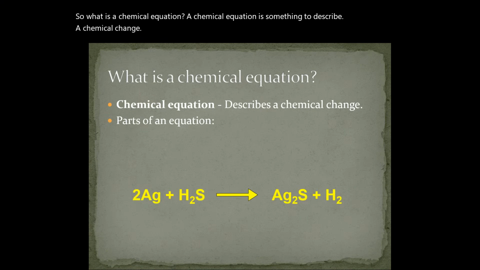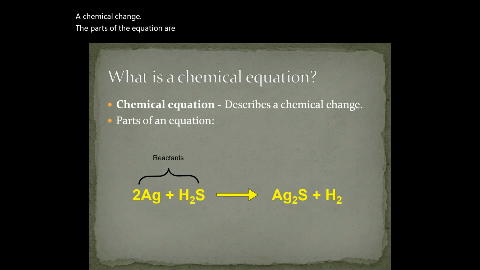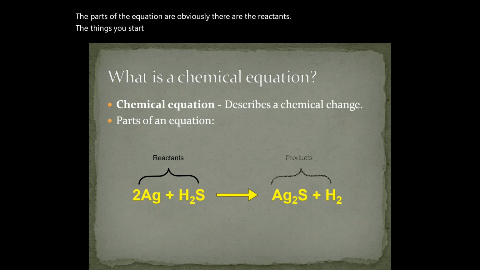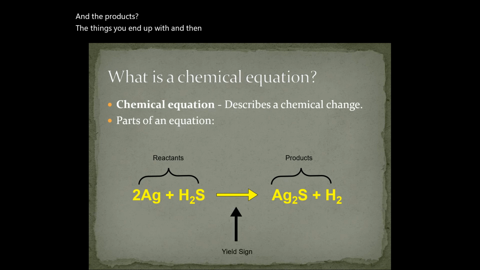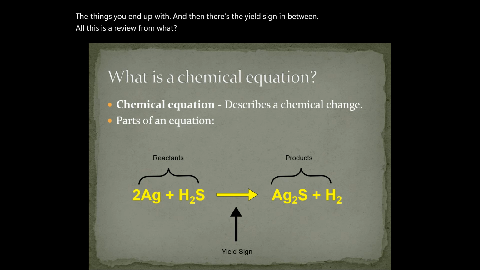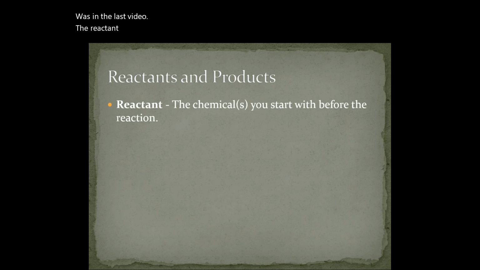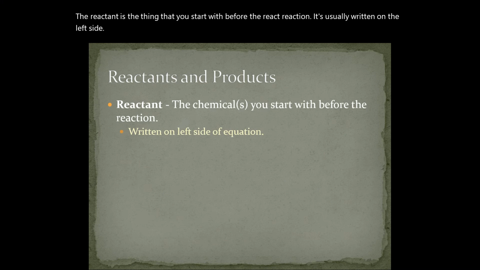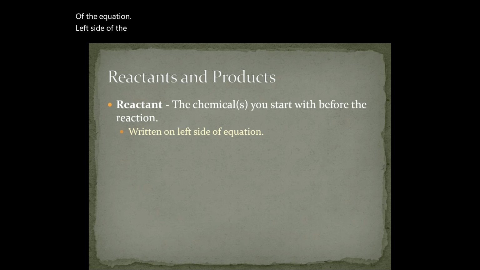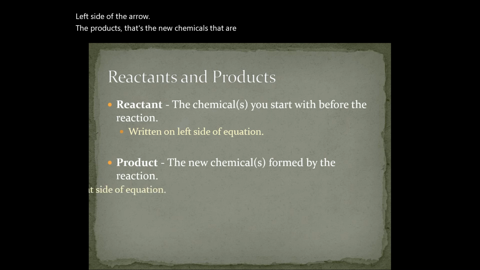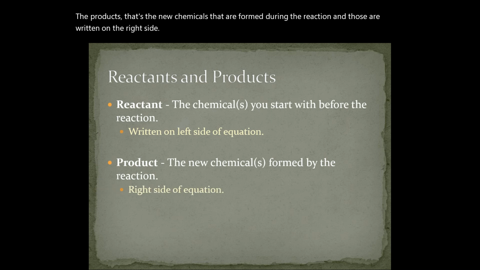The parts of the equation are, obviously, the reactants, the things you start with, and the products, the things you end up with. And then there's the yield sign in between. All this is a review from what was in the last video. The reactant is the thing that you start with before the reaction. It's usually written on the left side of the equation, left side of the arrow. The products are the new chemicals that are formed during the reaction, and those are written on the right side of the equation.